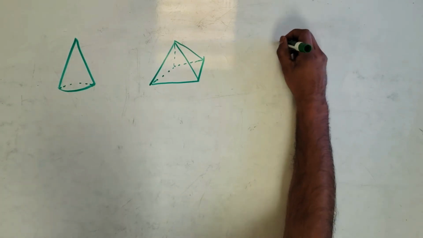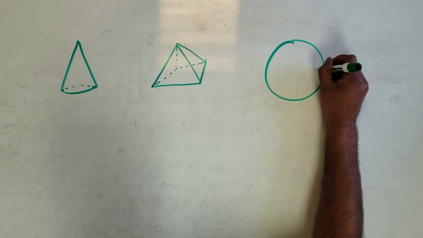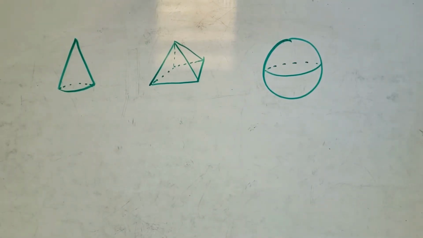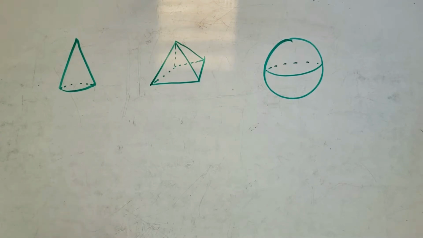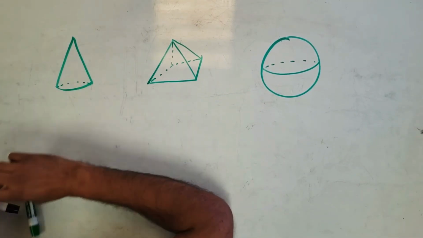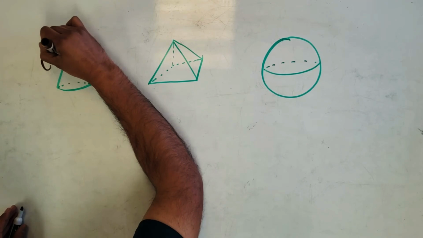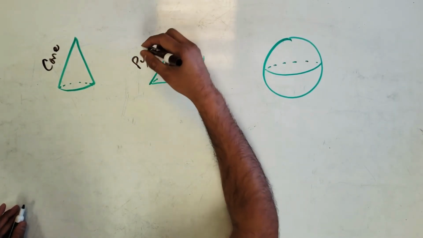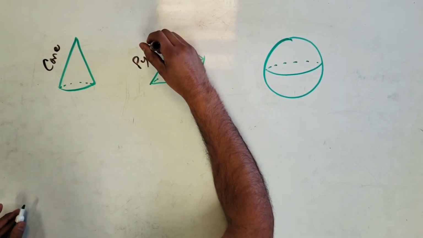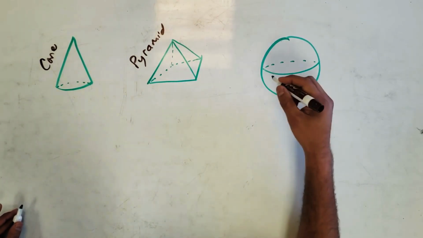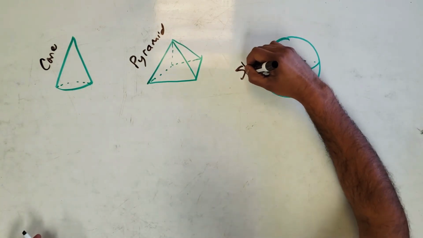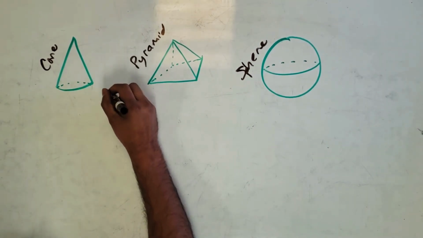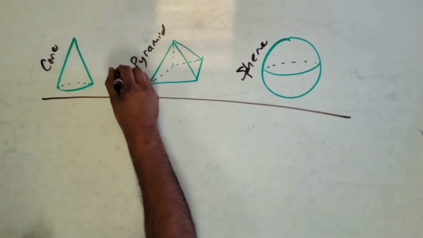And spheres. Okay? So we're going to find volume of these three: cones, pyramids, and spheres. It doesn't have to be a pyramid like this. It could be a triangular pyramid or a square. It doesn't matter. All right, and just like the last three shapes, they are going to have their own formula.